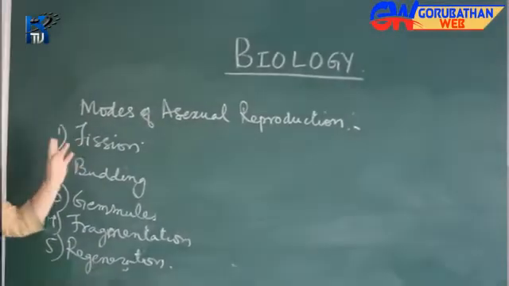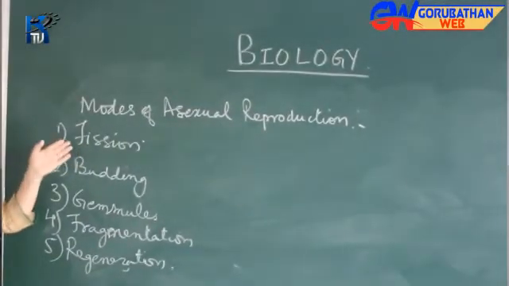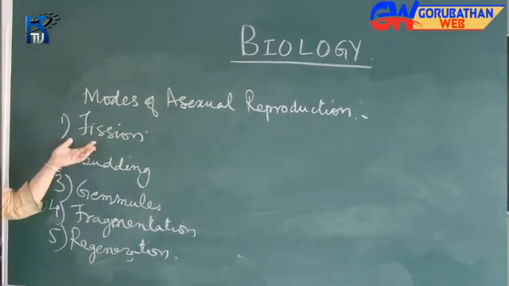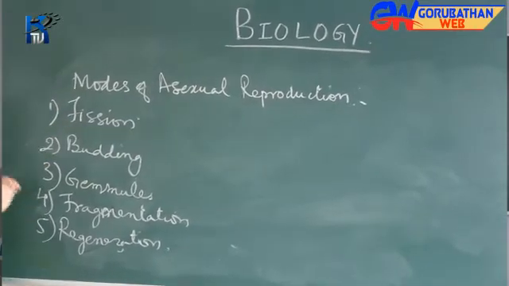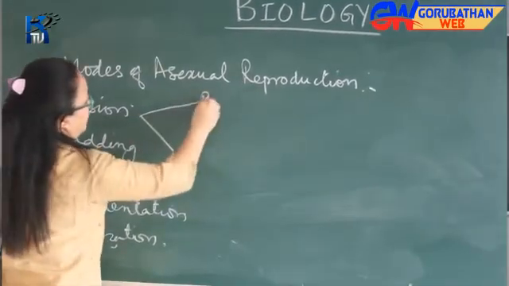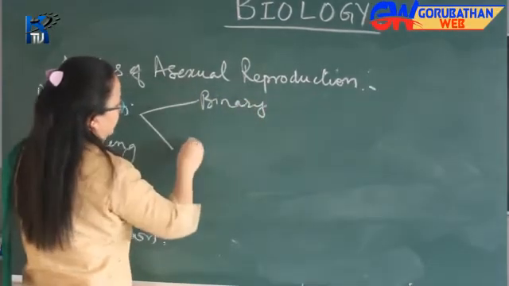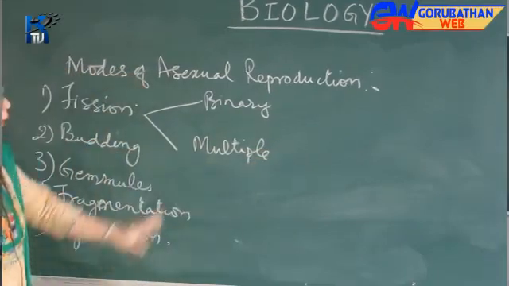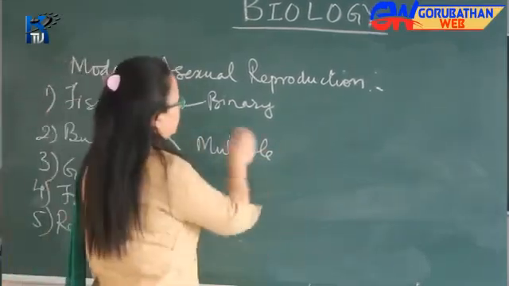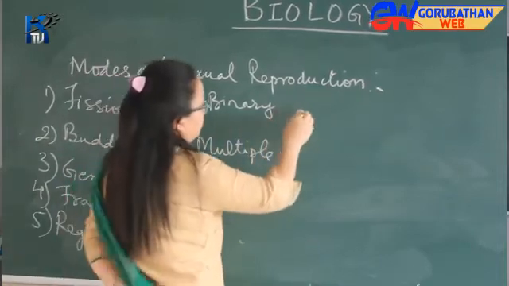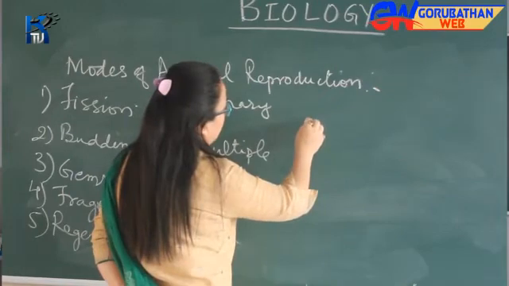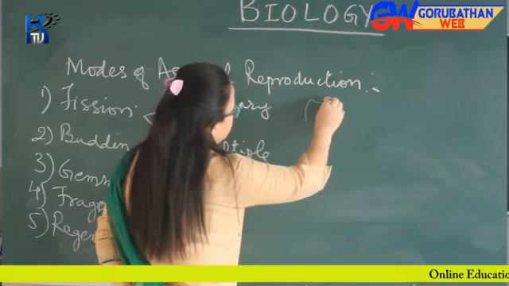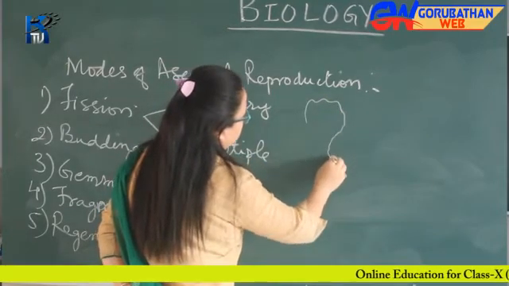Okay, now fission. What is fission? When unicellular organisms reproduce simply by cell division, that is called fission. It is again of 2 types, binary and multiple fission. Okay, now binary fission. What happens in binary fission is, I am giving the example of amoeba.